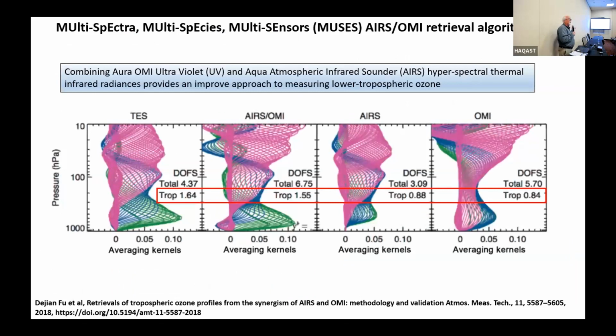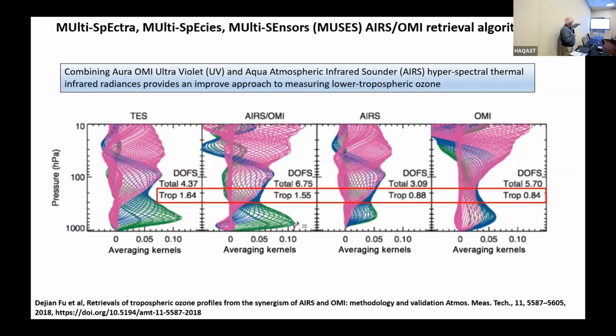Okay, so now I'm going to look at another satellite product. This is something called MUSES, which is an acronym for basically a multispectral retrieval. They're using information both from AIRS, which is the atmospheric infrared sounder, and OMI. And so they're using information in the thermal infrared and in the UV to do retrievals. And this figure on the bottom, I'm not going to go into lots of details on it.